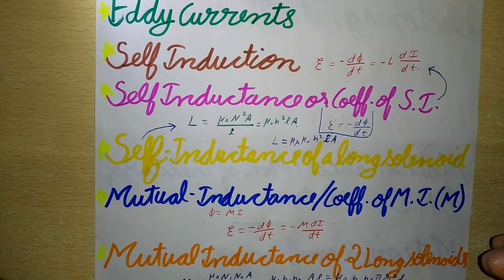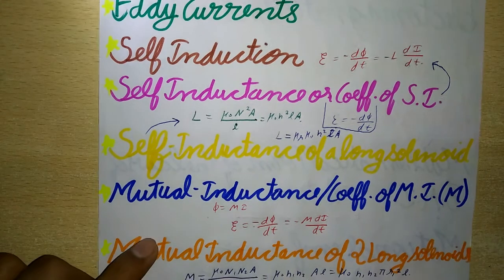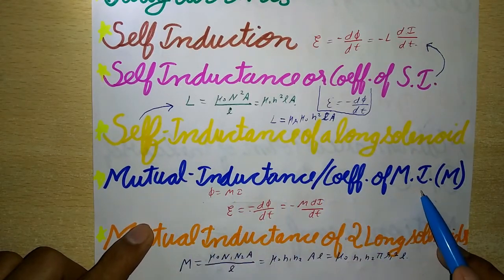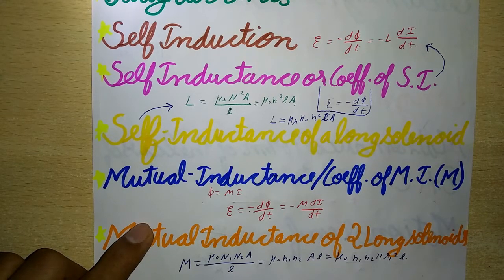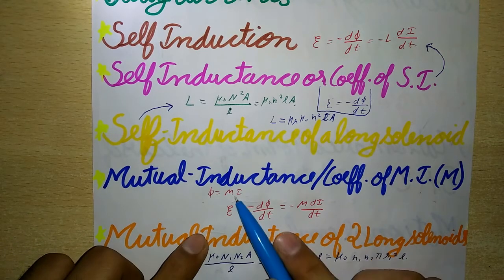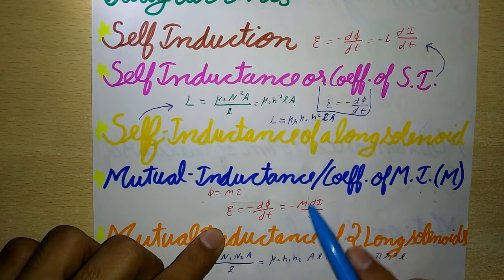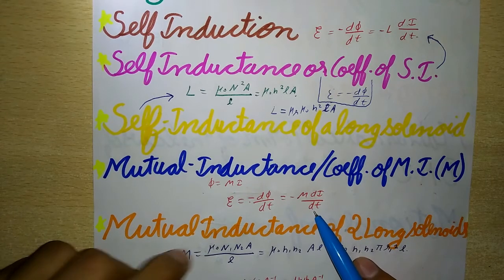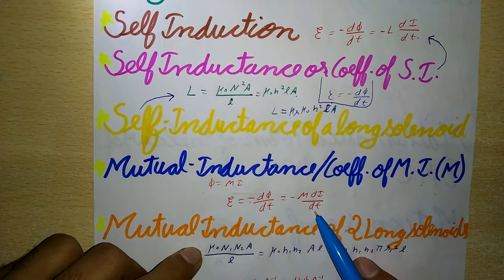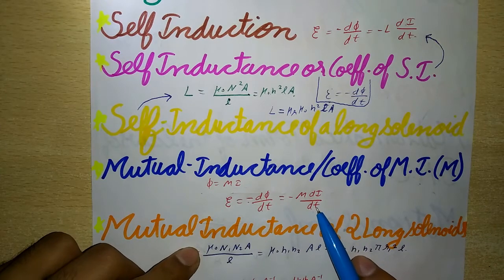Now mutual induction. It is the phenomenon of production of induced EMF in one coil when the current through the neighboring coil changes at a unit rate. Now mutual inductance or coefficient of mutual inductance. If a current I flowing through one coil generates flux phi in the neighboring coil, then phi = MI, and induced EMF E = -d phi/dt = -M dI/dt. Thus mutual inductance of two coils may be defined as the induced EMF set up in one coil when the current in the neighboring coil changes at unit rate.